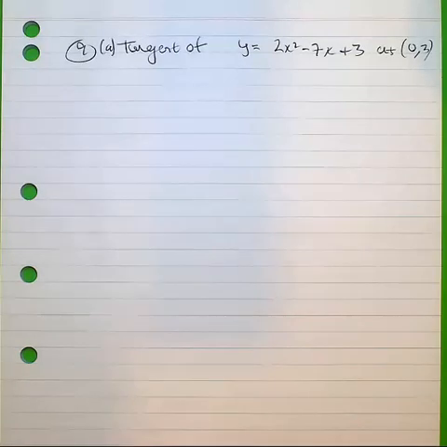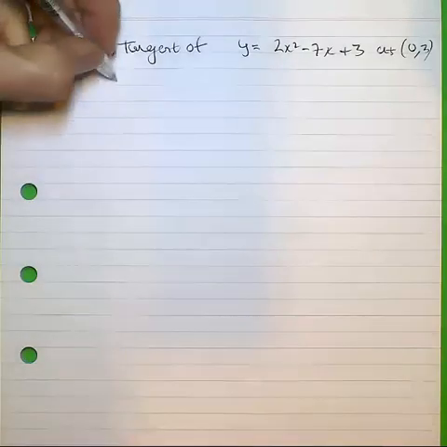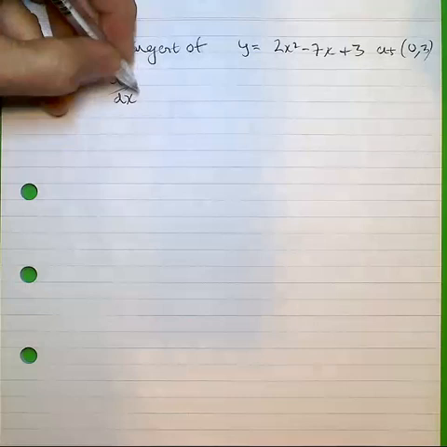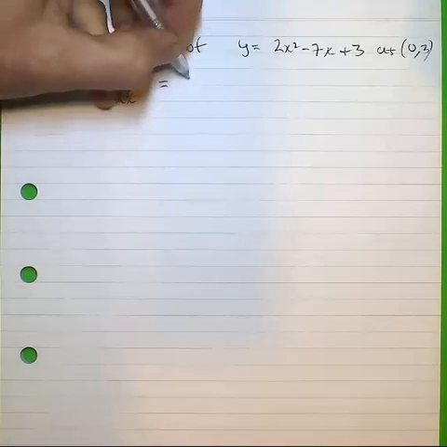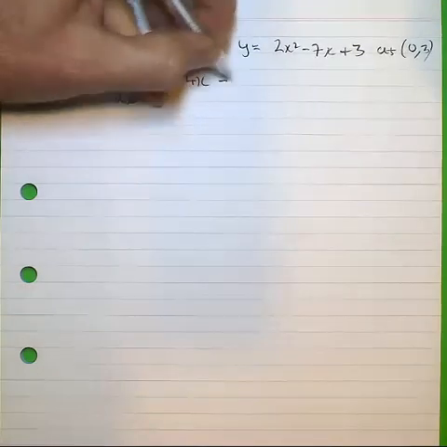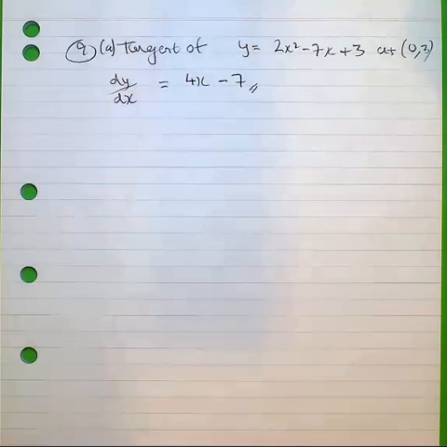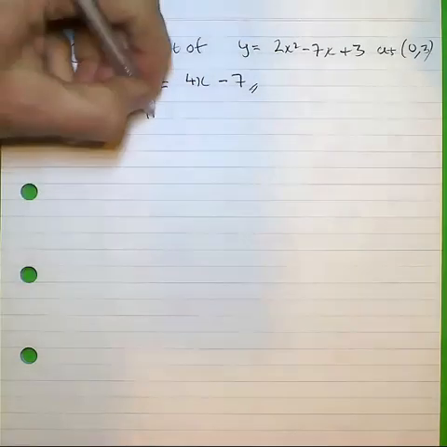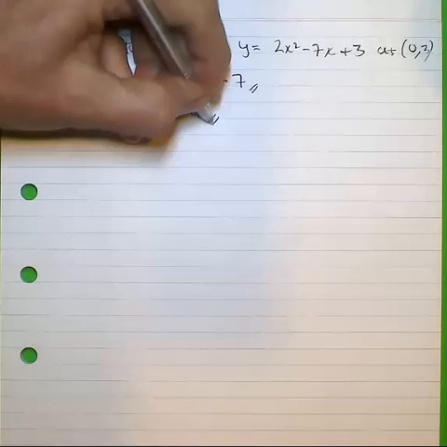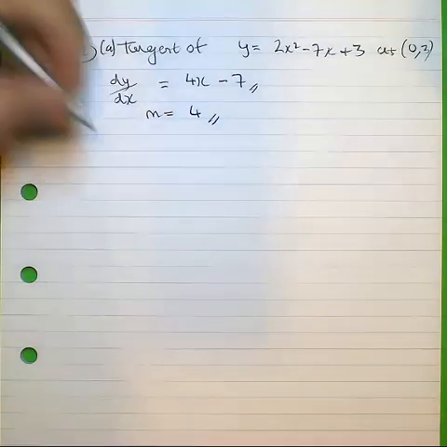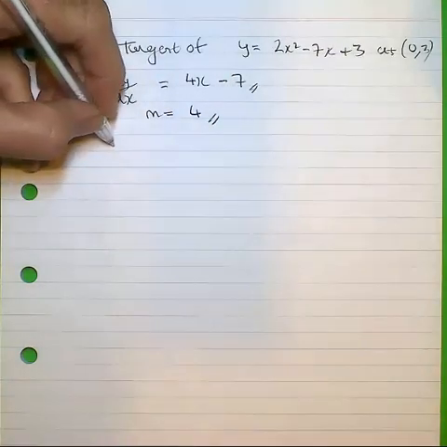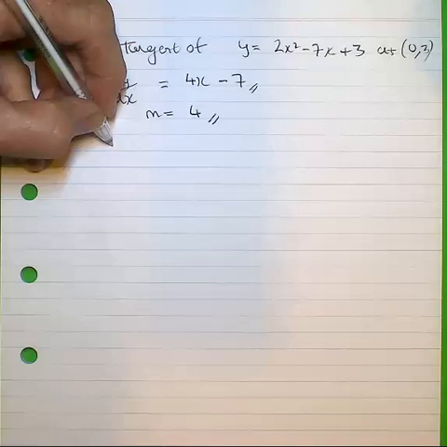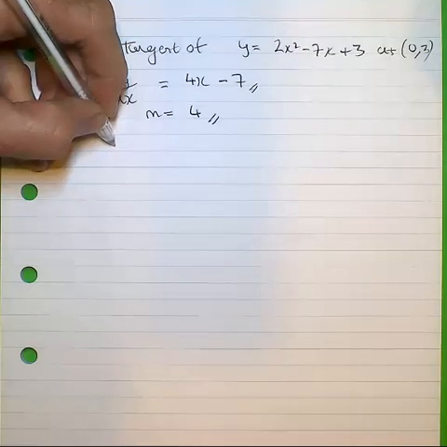Question 9a, you're asked to find the tangent of that function at the point 0, 3. As soon as you're talking about the tangent, we have to find the derivative first. So the derivative function is 4x minus 7. So in other words, my gradient of the tangent m is equal to 4. So we simply substitute in, we find out the value of the gradient function.